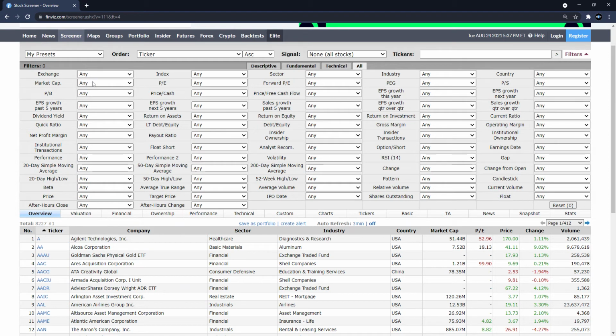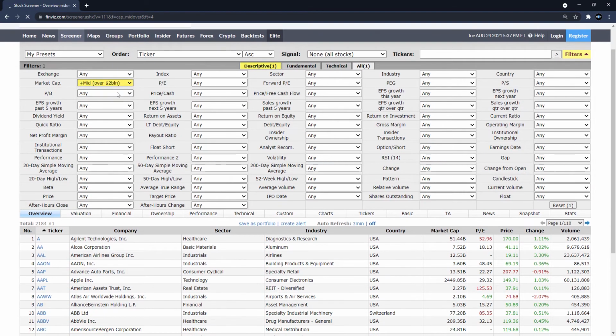First of all, what I want to do is fill out the market cap. For the market cap, I personally put it on plus mid, right here, or over 2 billion. That's my preference. I just want stocks that have a lot more market cap. As you can see, you can put it on large, over 10 billion.